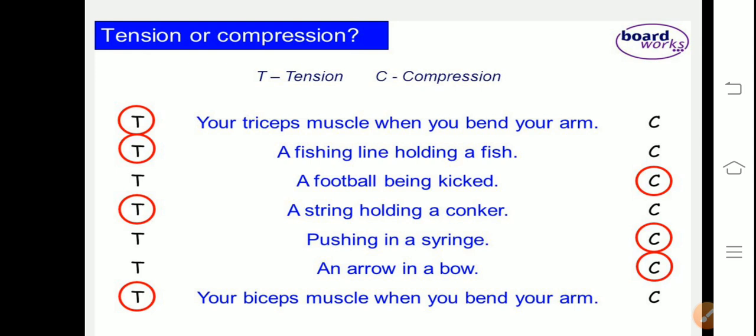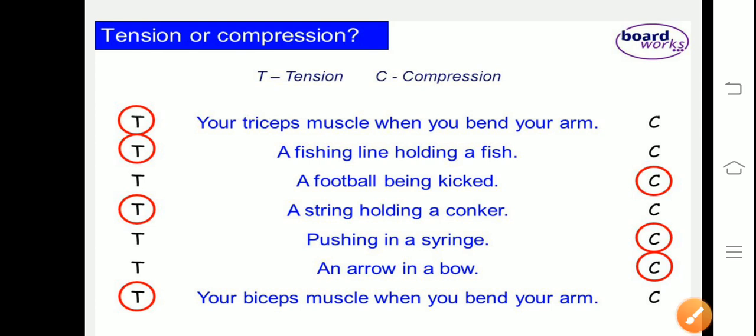A fishing line holding a fish, also a tension force, because there are some strings, right? Always stretching down due to gravitational force, right? So that becomes tension force. And a football being kicked, so this is not a tension, this is compression, because when you try to kick the ball, the air inside the ball is compressed so that the ball can move farther. That's why that is a compression.